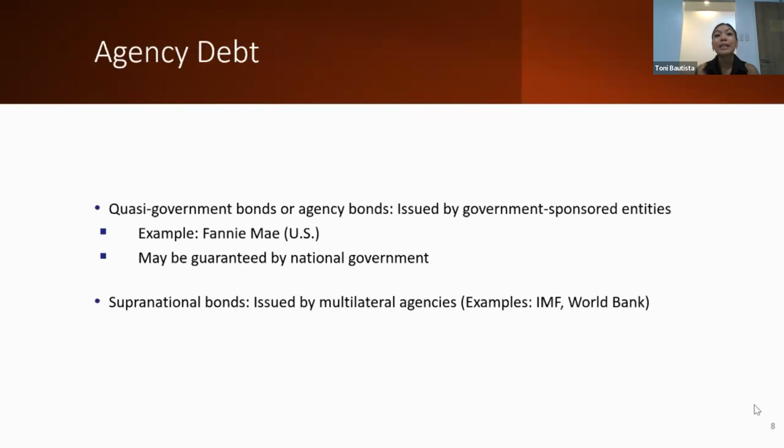Aside from that, we also have quasi-government bonds or agency bonds, which are issued by government-sponsored entities. So examples would be in the US, you have your Fannie Mae. There may be an explicit or implicit guarantee in quasi-government bonds. So technically, if you were to analyze the credit of a quasi-bond, if there's explicit guarantee by the national government, then essentially you should look at the credit of the national government whenever you are analyzing that bond. And then you would also have what we call supras or supranational bonds, which are issued by multilateral agencies, such as IMF, IFC, or World Bank.